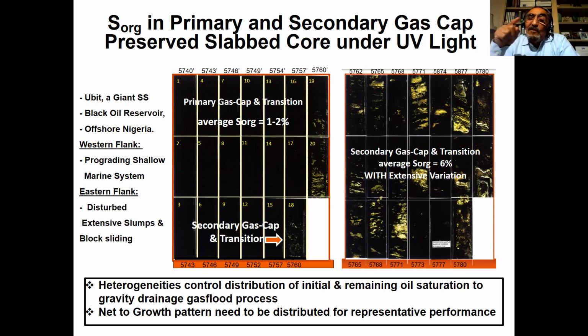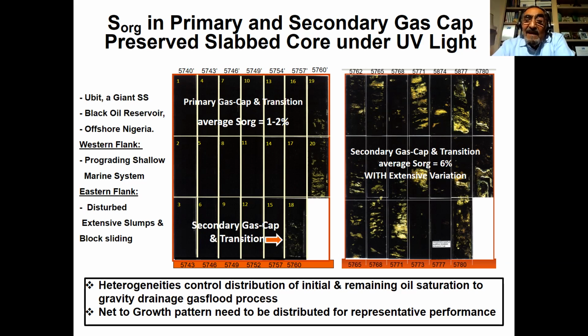So this is the original gas cap in the reservoir. The original gas cap shows no oil in it. As I said, uncertainty is 1 or 2%. But over 50 million years, the oil from this part of the reservoir, because of the depressurization, has basically swept and in a stable fashion moved down. All right.